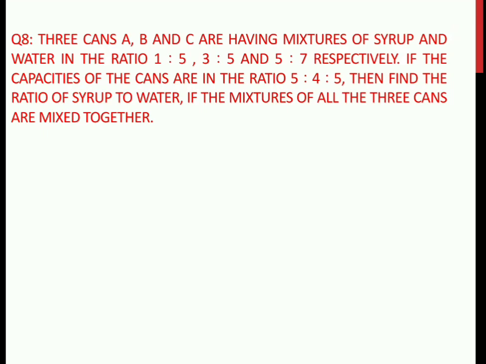Next problem, question number 8. Three cans A, B and C contain a mixture of syrup and water in the ratios 1:5, 3:5 and 5:7 respectively. If the capacities of the cans are in the ratio 5:4:5, then find the ratio of syrup to water if the mixtures of all the 3 cans are mixed together.